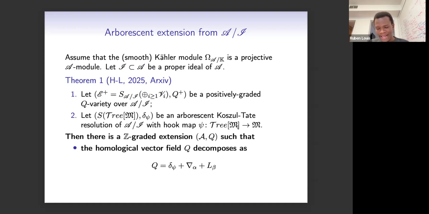So we got this decomposition, and in this Q here, we already know the Koszul-Tate part, the arborescent Koszul-Tate part, which is very explicit. And this nabla alpha and L beta, they are given by recursion. They are defined recursively, and they only depend at some point on alpha and beta. In practice, when you are computing examples, you just need to compute them. And then once you have them, we got Q by recursion.